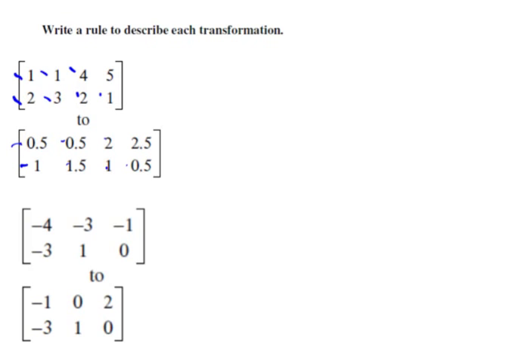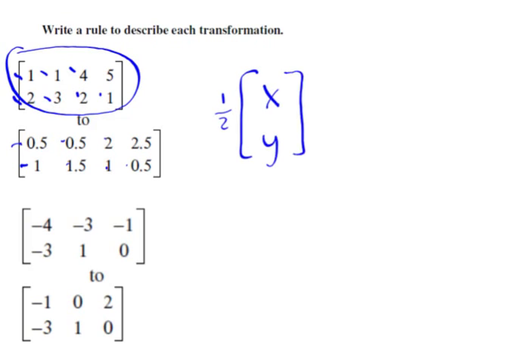It looks like everything inside this original matrix got multiplied by a half. So we could write 1/2 times xy. We can see that that's going to be a dilation. It's actually going to have shrunk because it got multiplied by a half.